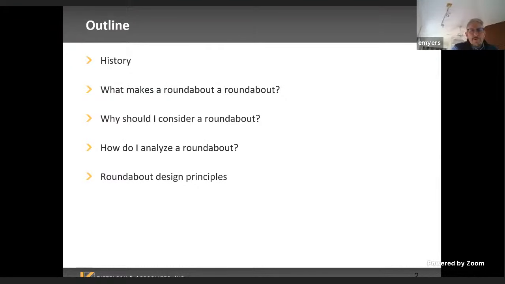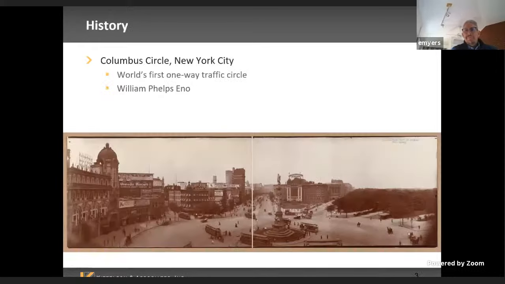Okay, so for this first slide, I'm going to try to talk Canadian. We're going to talk about the history of roundabouts, what makes a roundabout, why should I consider a roundabout, how do I analyze a roundabout, and roundabout design principles. So after that, I will not annoy you anymore with that.